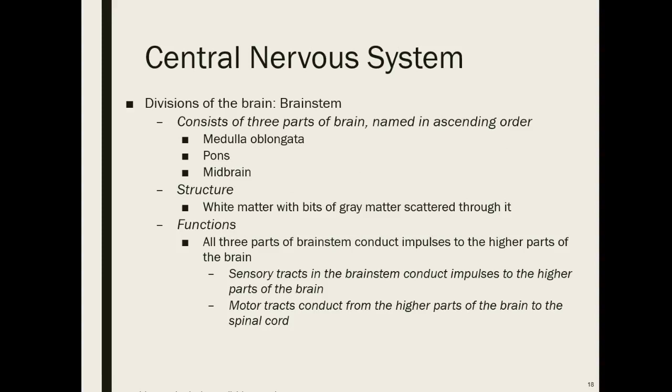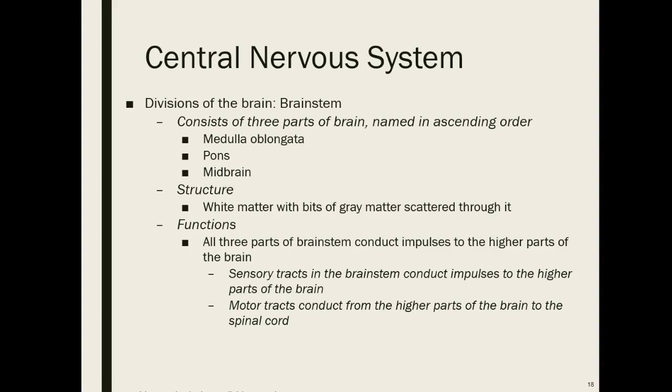So now we'll get into the actual structure of the nervous system. We'll start with the central nervous system, which again is the brain and the spinal cord. And we'll look at the brain first. So the first division that we'll talk about is the brain stem, which is made up of 3 parts: the medulla oblongata, the pons, and the midbrain.